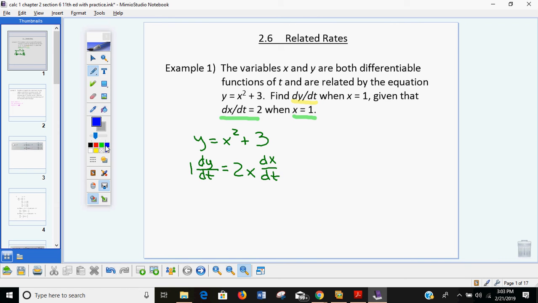Now, let's fill in the given. I'm looking for dy/dt. I have that by itself. I know that x is 1, that's given, and I know that dx/dt is 2. So I can solve this. dy/dt is going to be equal to 4. 2 times 1 times 2 gives us 4.